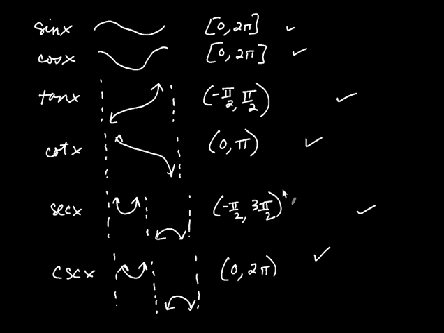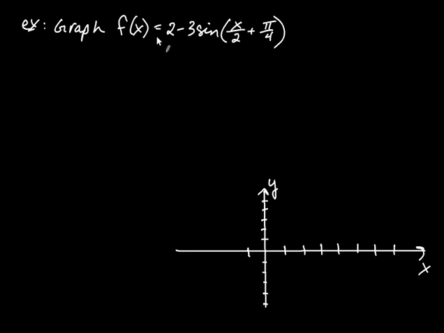Armed with this knowledge, let's go ahead and graph a trig function in full glory. Let's graph f of x equals 2 minus 3 times sine of (x over 2 plus pi over 4). We're going to start by writing this in the standard form. Let's replace f of x with y. So y is equal to, now that negative goes with the 3, so I'll write that first: negative 3 sine of, let's first write x over 2 plus pi over 4, plus 2.